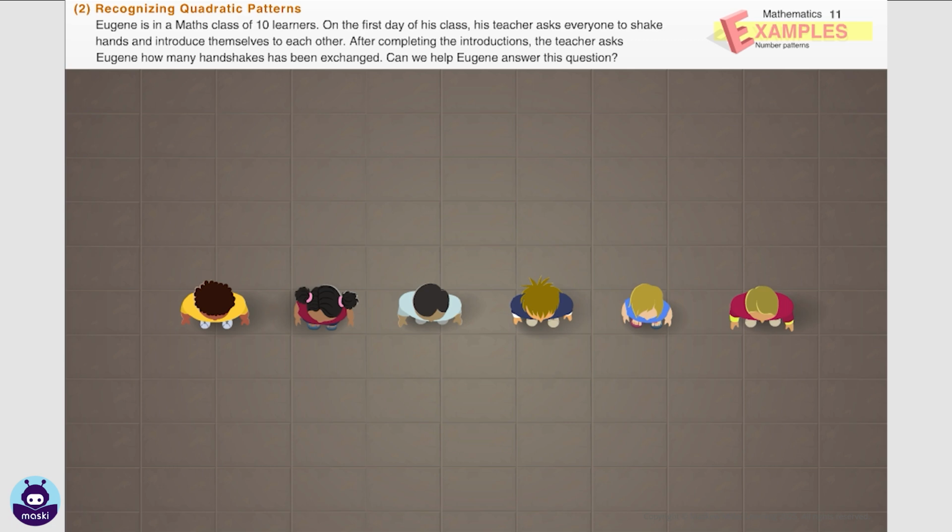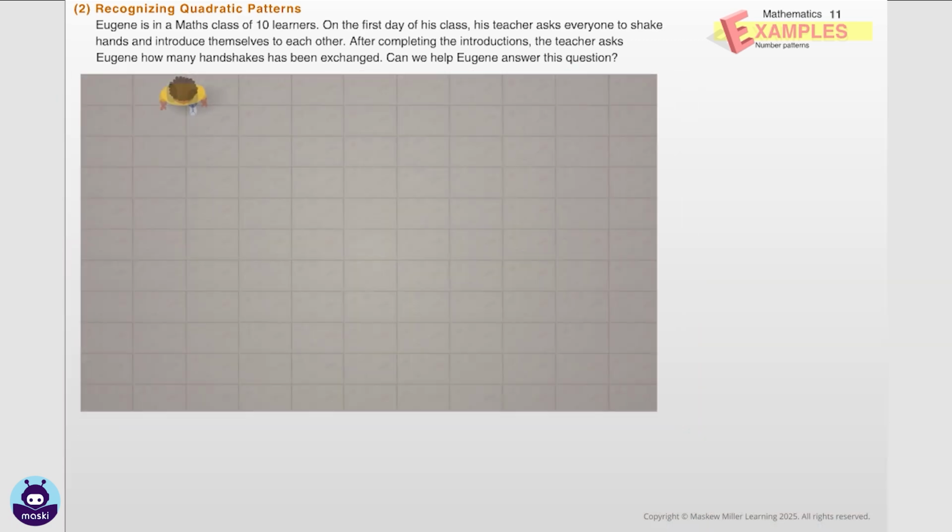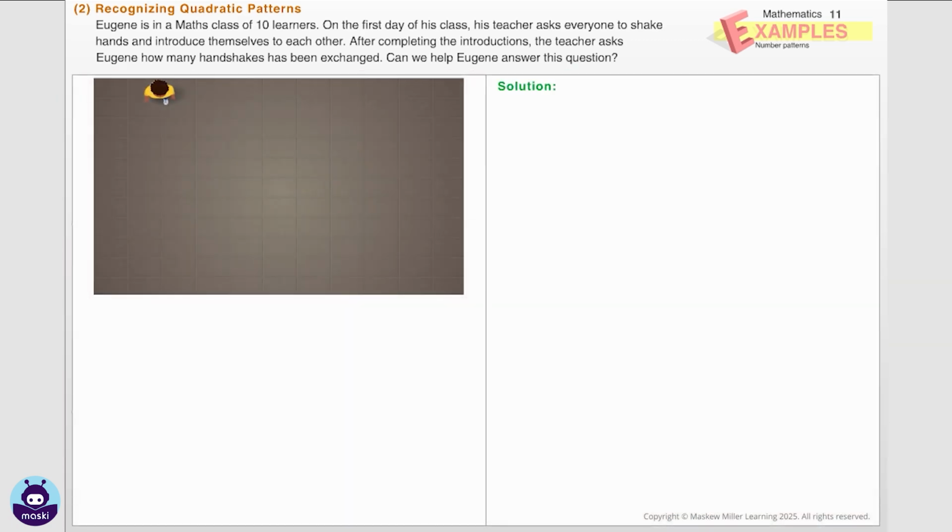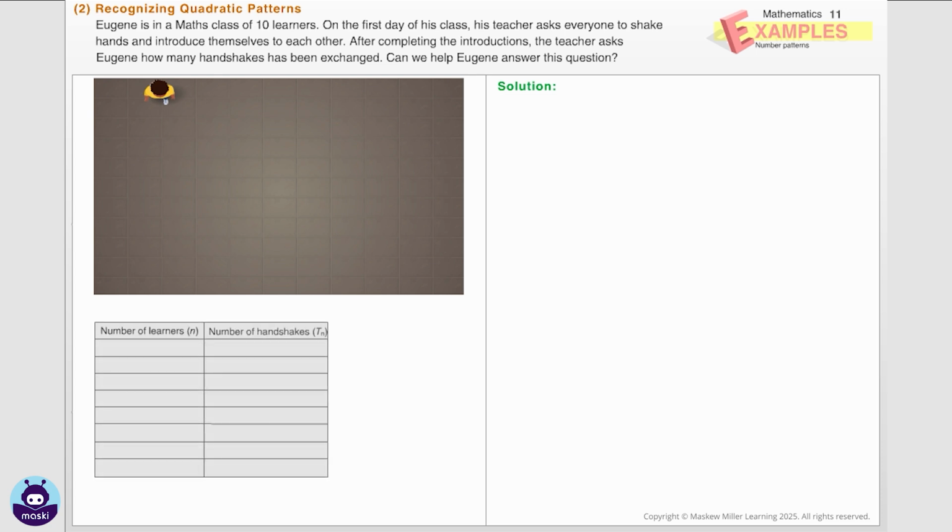After completing the introductions, the teacher asks Eugene how many handshakes have been exchanged. Can we help Eugene answer this question? Solution. Let us make a table to help us keep track of the handshakes as they happen. We will use tally marks to help us keep count of the number of handshakes. Let n denote the number of learners, and Tn denote the total number of handshakes.